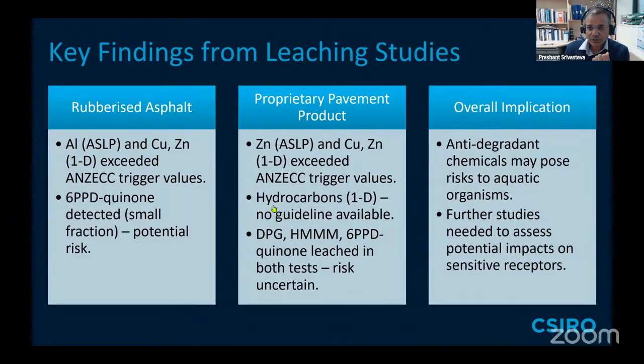Now, turning to the proprietary product, we found that it had elevated levels of zinc in the worst case scenario, and again, copper and zinc exceeded the guideline levels in the more realistic test. We also observed hydrocarbons and a suite of tire rubber chemicals like DPG, HMM, and 6-PPD quinone in both tests, although no guidelines exist for some of these compounds.